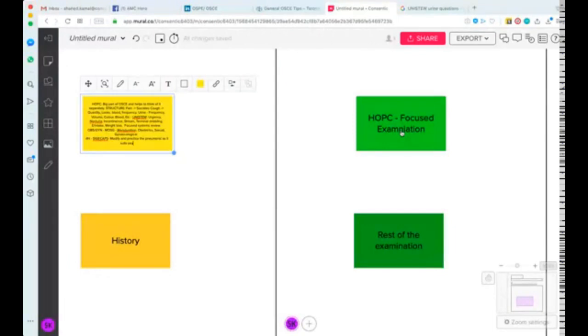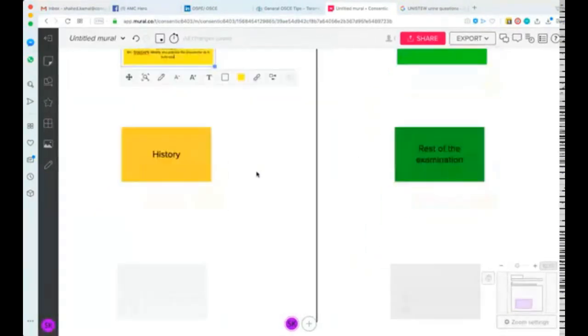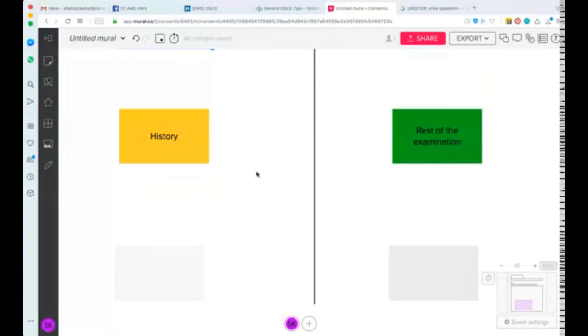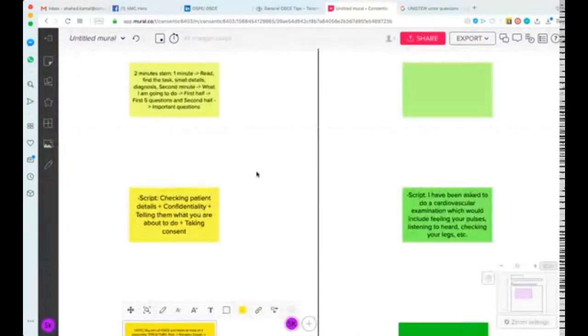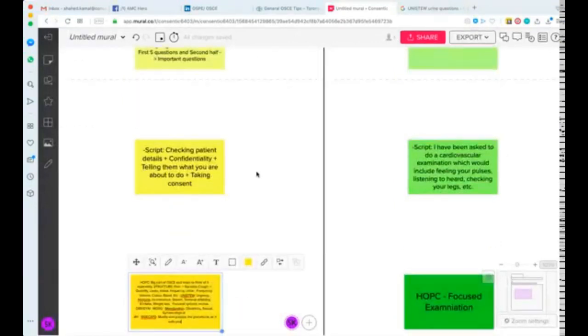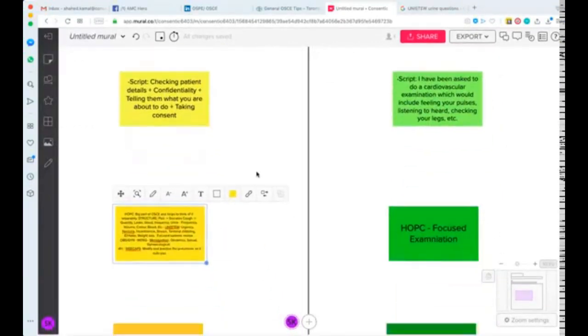So again, in history, the presenting complaint is money. In examination, doing that focused examination is money. I'll come back and talk to you about the examination stuff on another day. Then history. So recapping, we have talked about 2 minutes outside. We've talked about the script coming in, doing it confidently and clearly.